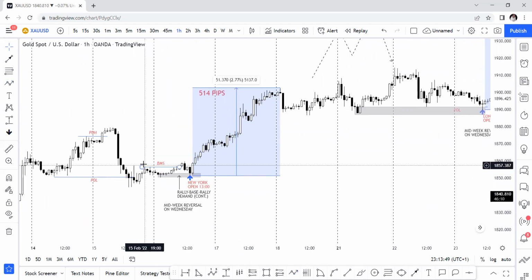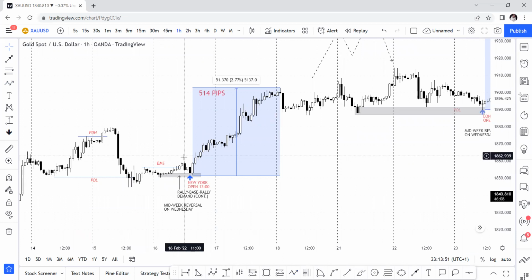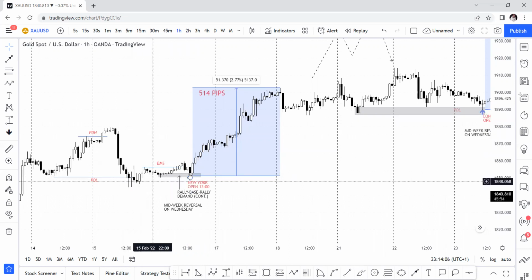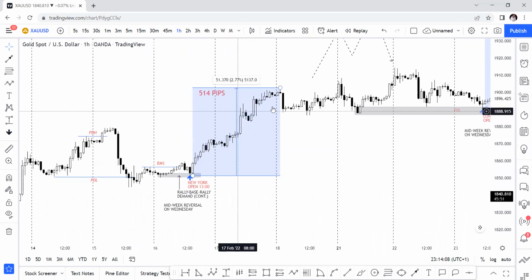We have a rally, base, rally, then a push into this base, right? At exactly New York time, 13 GMT, we have a continuation of that rally. You're right, we have a continuation because price has been down like this. Then what do you expect? You expect a rally from there.